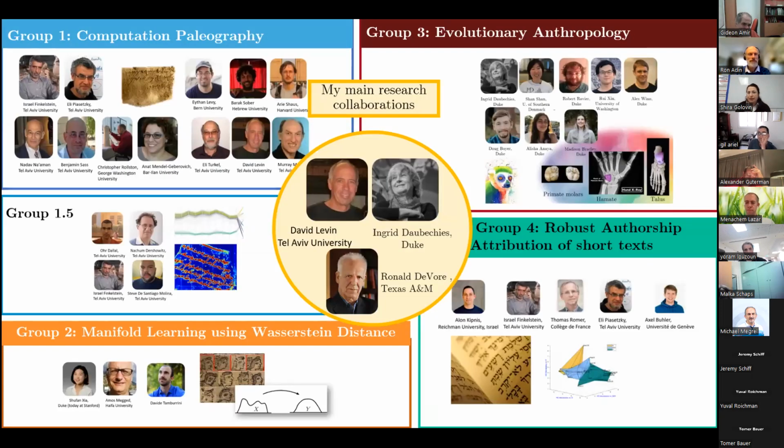So these are some of my collaborations that pertain to my current research, whether it's collaborations from computational polygraphy that I was involved in, or the Maya figurines that I described briefly, the evolutionary anthropology, or the biblical studies. And of course, I'm really enjoying working with David Levin, Ingrid Daubechies, and Ron DeVore on the approximation work.